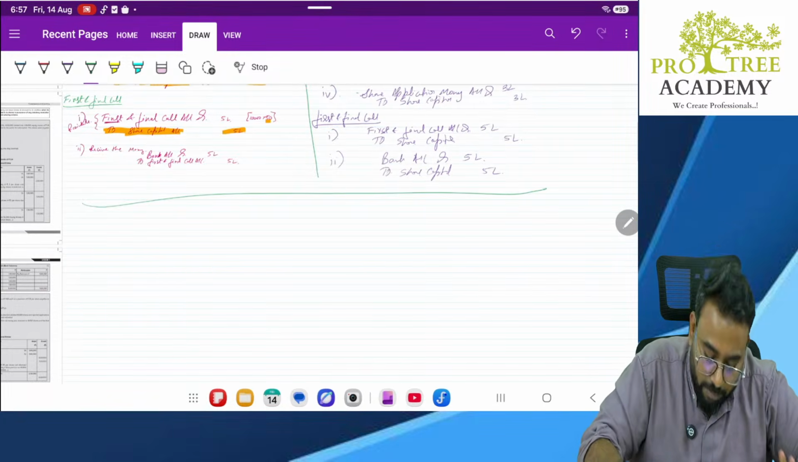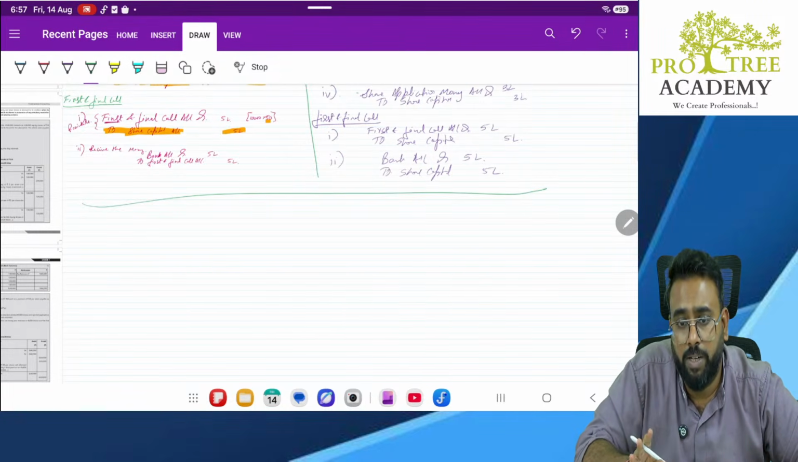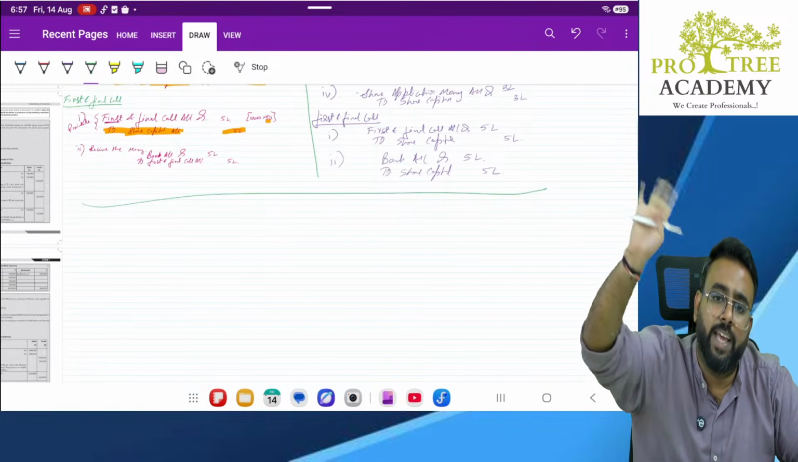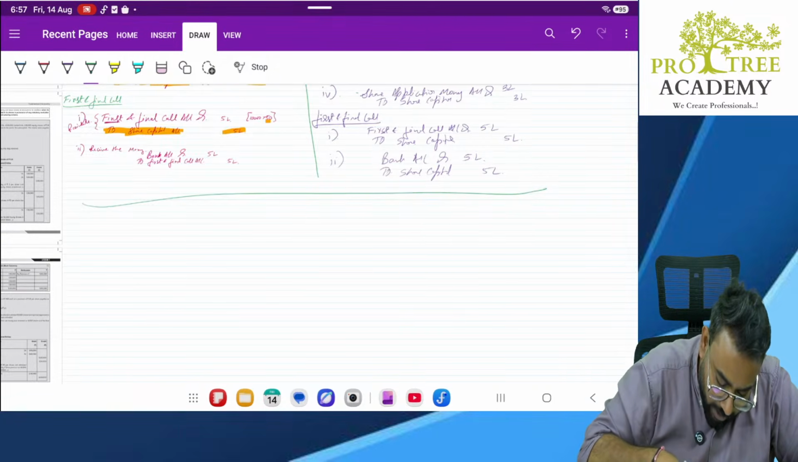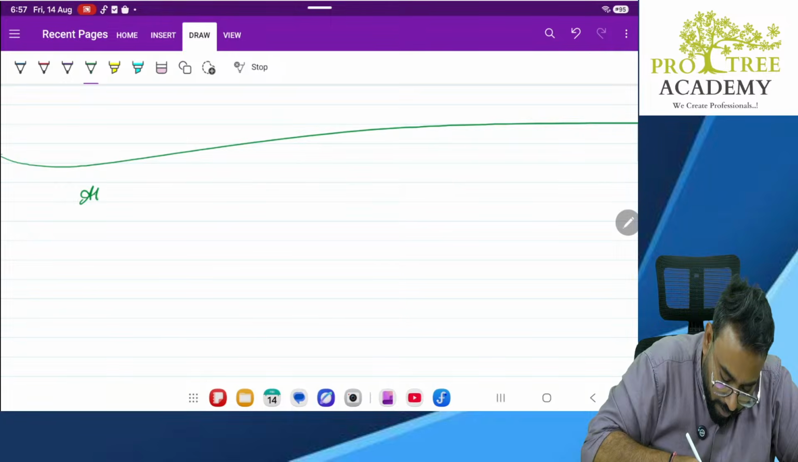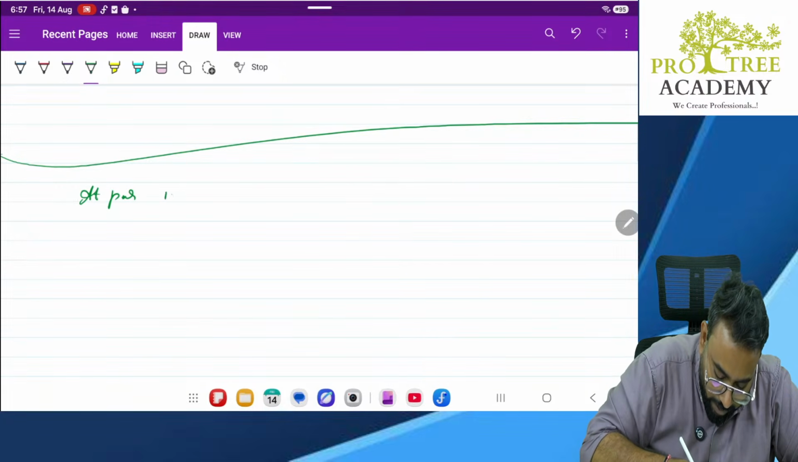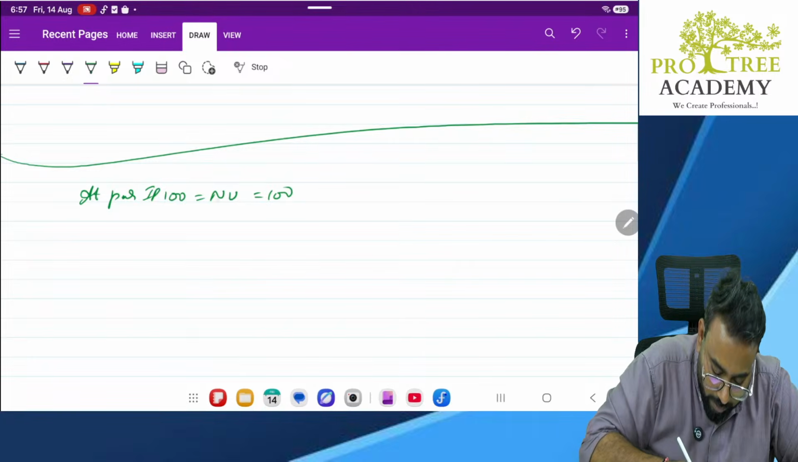Sometimes what happens? Actually, in reality, they will not ask in installments. All the money will be asked in one shot. While applying, you only pay the entire money. So at that time, what are the journal entries? If you are issuing it at par, issue price and nominal value are equal to 100.